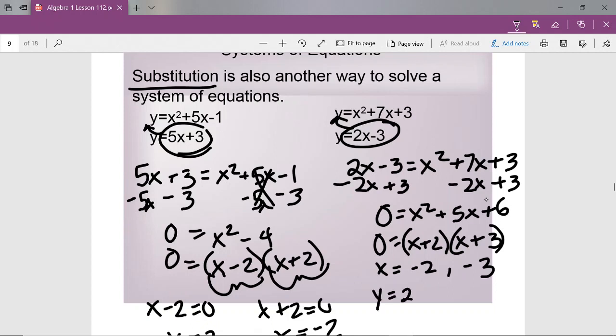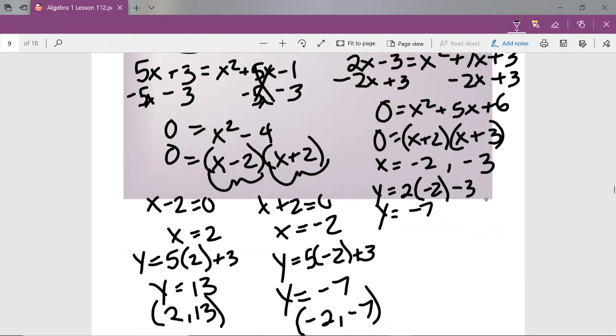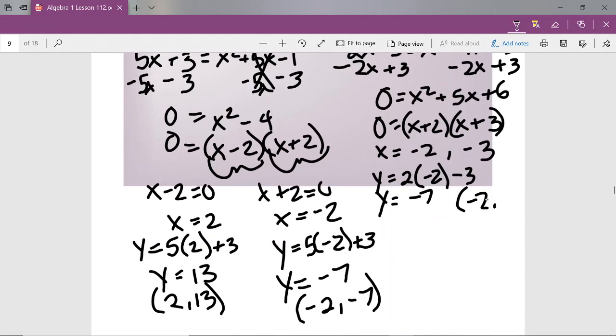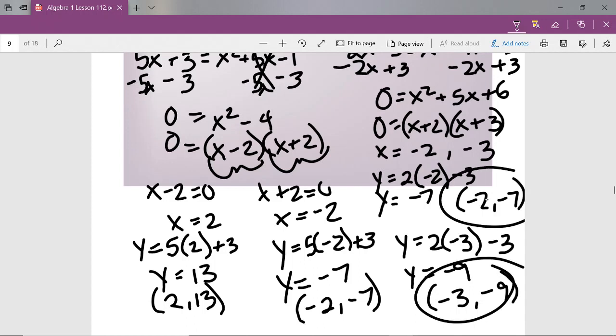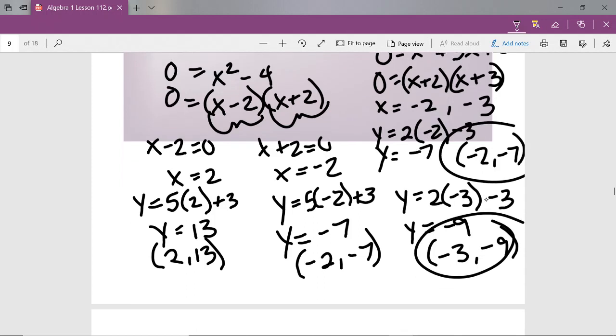So y equals 2 times negative 2 minus 3. So y equals negative 7. So here's my 1 point, negative 2, negative 7. And then I plug it in for negative 3. Y equals 2 times negative 3 minus 3. So negative 6 minus 3. So y equals negative 9. So I have my 2 points of intersection here at negative 2, negative 7 and negative 3, negative 9. So for the second set, those are my 2 intersection points.